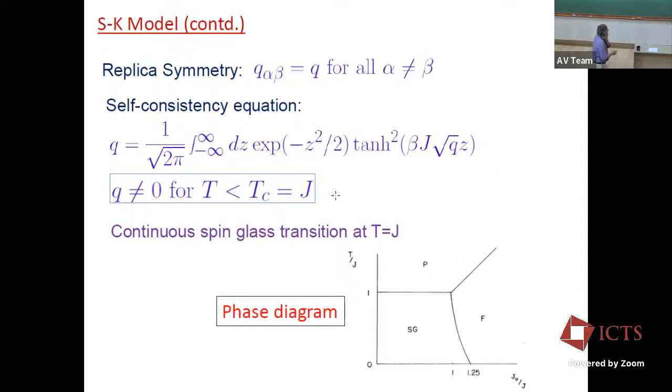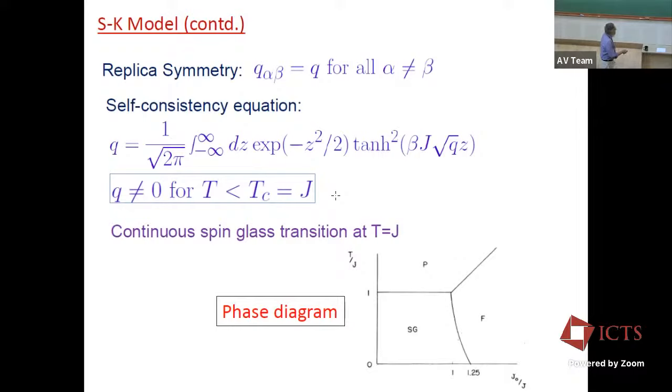And what we have done here till now is basically this line, where J0 is equal to 0. And then at T equals J, there is a transition from a spin glass to a paramagnet. And this line gets extended, but if J0 is sufficiently large, then the spin glass phase is not there. Instead, you have a ferromagnetic phase. And again, there is a paramagnetic to ferromagnetic transition.